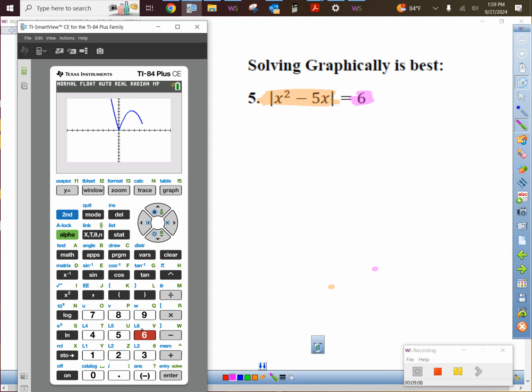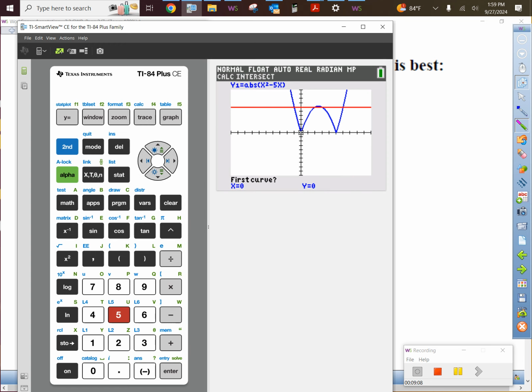Let's find them. I'm going to hit second calculate, choice 5. I'm going to make this larger so we can see what's going on. First curve, I just hit enter. Second curve, I hit enter. And it's going to go find the value that my cursor was closest to. So it found it at the point 2, 6.